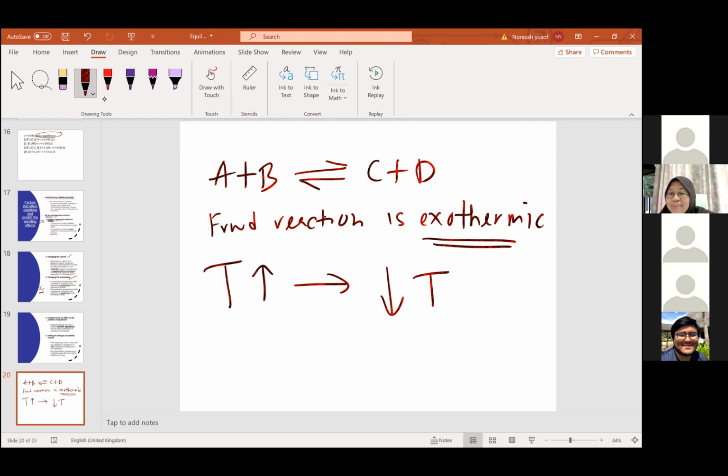Why left? Since we want to lower down the temperature, right? Because we heat up the reaction, we want to lower down the temperature. So we need to reduce the forward reaction because the forward reaction will give more heat, right? So we want the reverse reaction to be happening more, right? Because we know the reverse reaction will be endothermic, right?